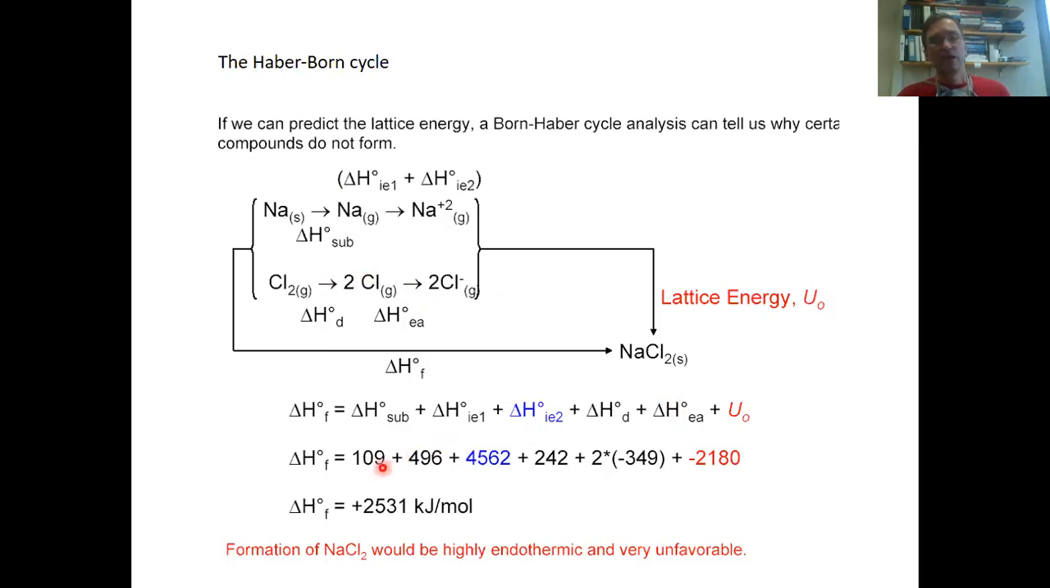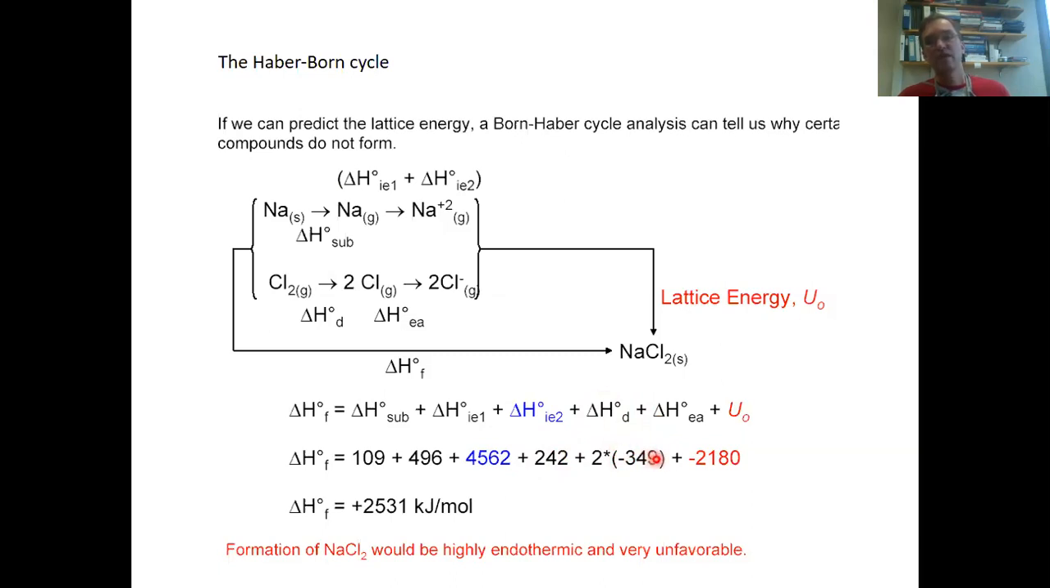All right, so now the sublimation energy for the sodium is here 109 kilojoules per mole. The first ionization energy is 496 kilojoules per mole. Okay, and to that we have to add now the second ionization energy for the sodium, and you see that this is a very large positive term. Okay, it takes a lot of energy to remove the second electron from a sodium plus. So we have to add to that the dissociation energy for a chlorine molecule, and then we have to add 2 times the electron affinity for the chlorine.